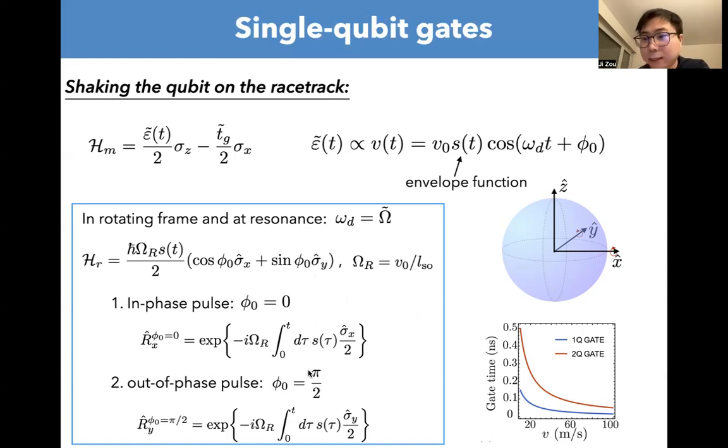And in this case, the gate operation time is also very clear. It's basically given by the spin-orbit length, which, remember, is the distance that one needs to travel to flip the spin, divided by the velocity. And in our case, it's approximately 0.1 nanosecond.